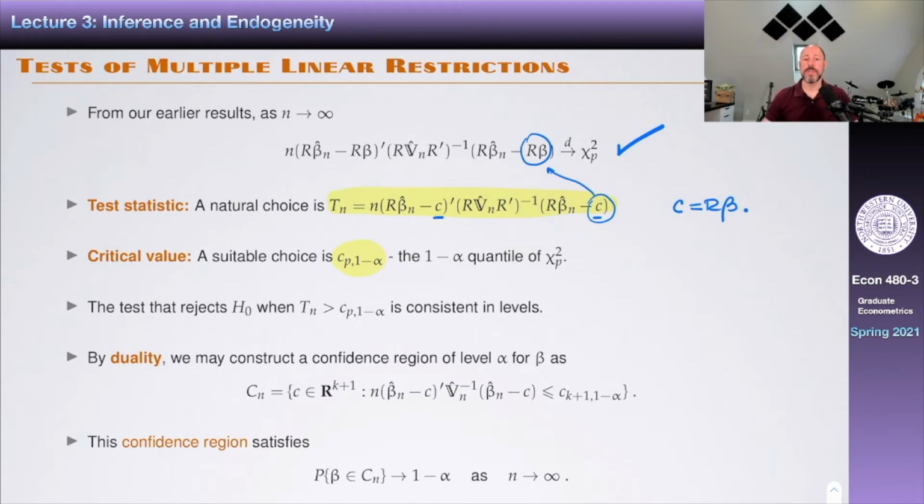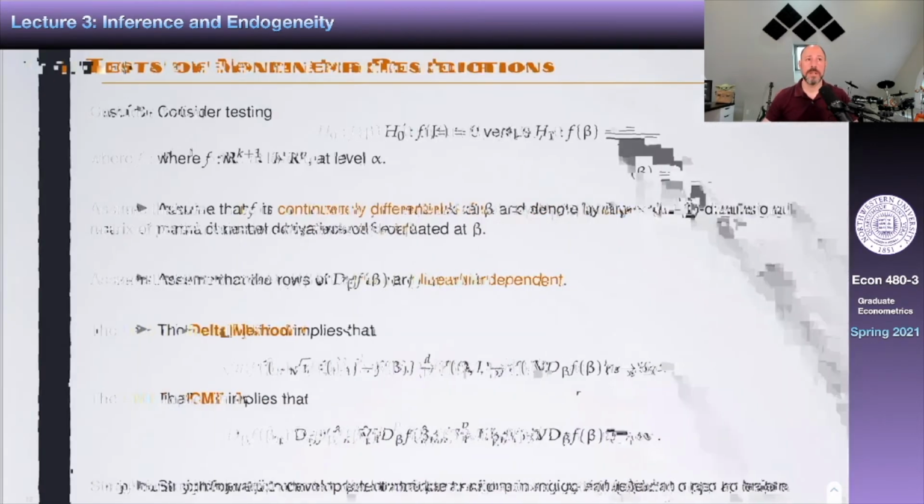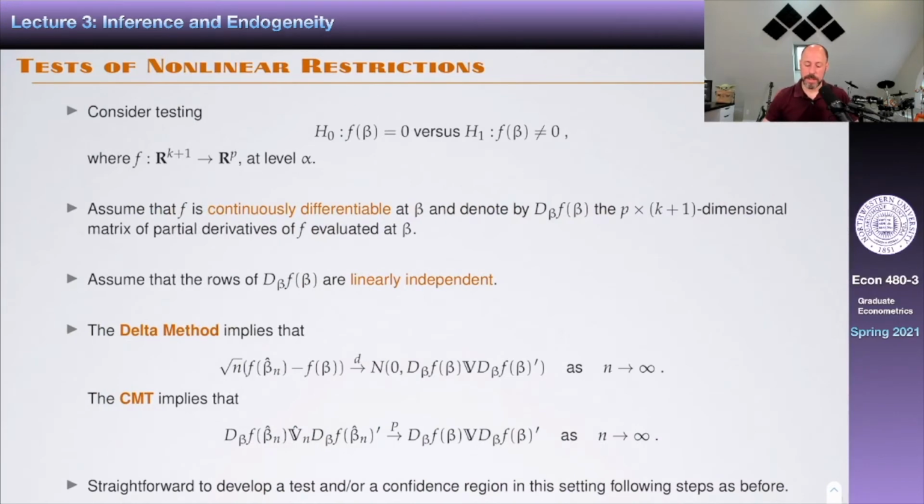Now, what about nonlinear restrictions? And with this, I'm going to conclude this review. Suppose you want to test the hypothesis that f of beta is equal to 0, where f is possibly a nonlinear function, versus the alternative hypothesis that f of beta is not equal to 0. Here, f is a function that maps R^(k+1) to R^p.